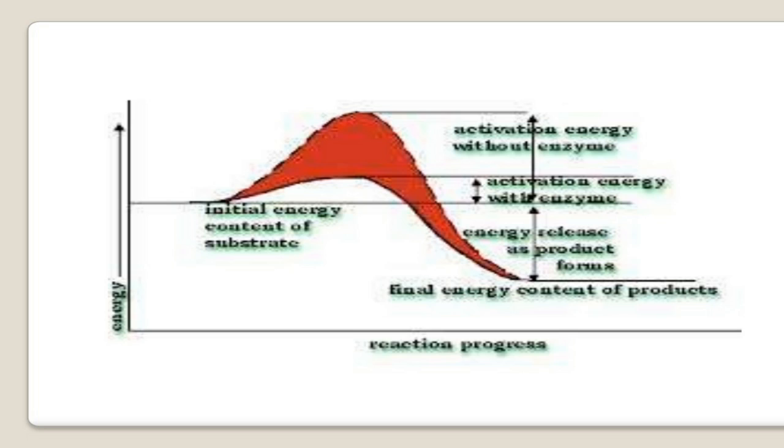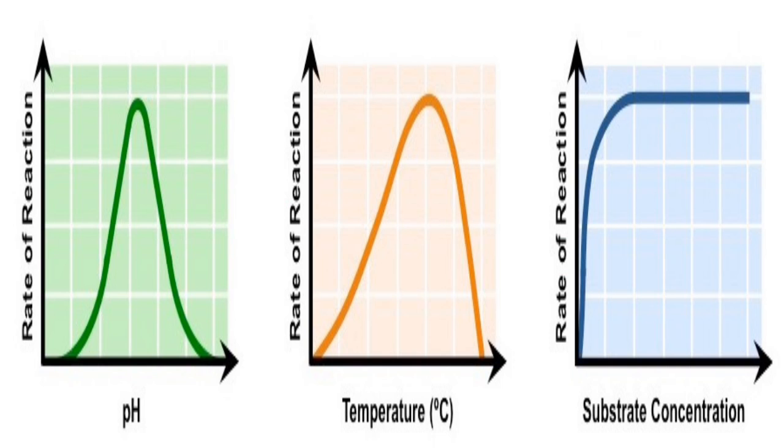See the role of enzymes, how the enzymes decrease the activation energy, and that helps to accelerate the rate of reaction. Yes, at the optimum pH the rate of reaction is maximum, at optimum temperature also. In the third, if the substrate concentration is increased, the rate of reaction also increases, but after some time the increased substrate concentration has no effect on the rate of reaction.